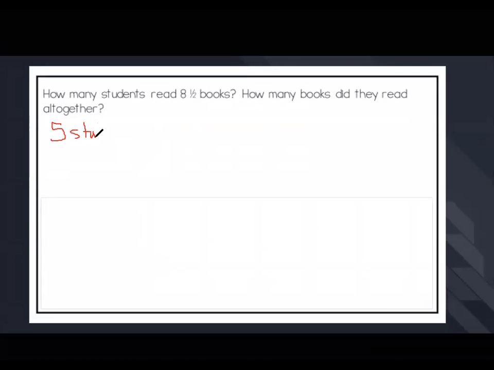And then it asks, how many books did they read altogether? Well, we know that there were 5 students, and we know that each student read 8 1/2 books. So how could we figure out the total number of books for all 5 students? Well, yes, we're going to use multiplication, so we can take the number of books that each student read, 8 1/2, and we're going to multiply it by 5. So we're taking a mixed number and multiplying it by a whole number.